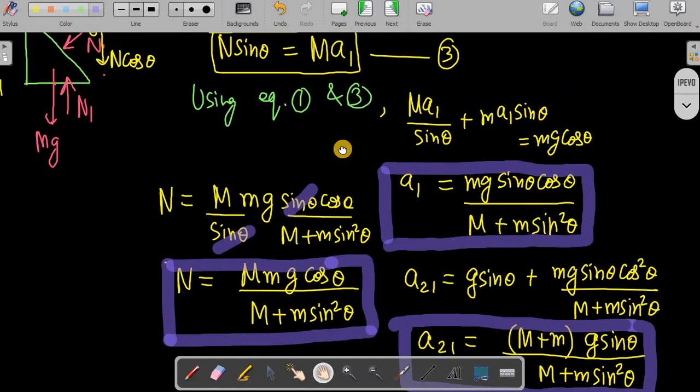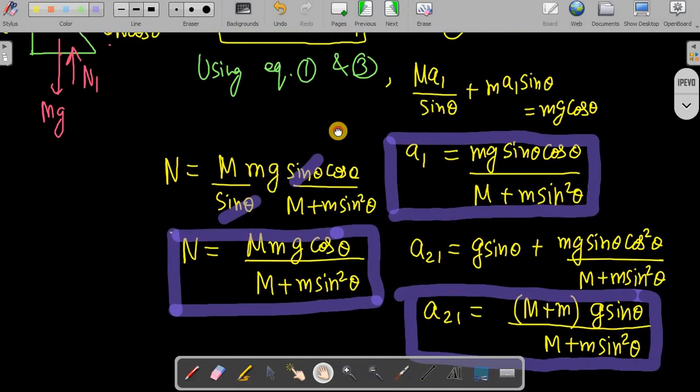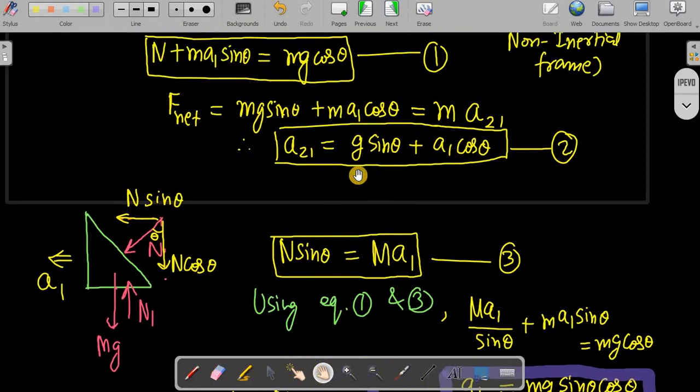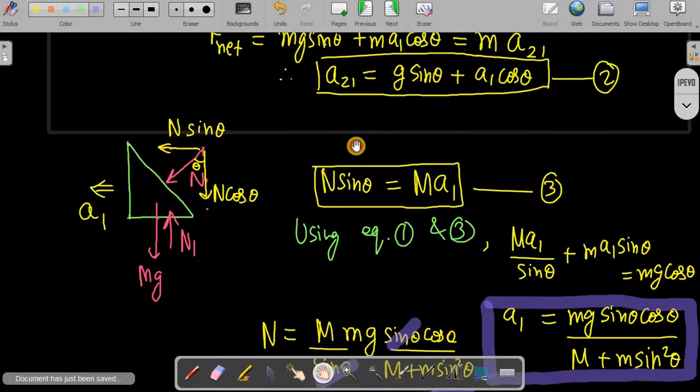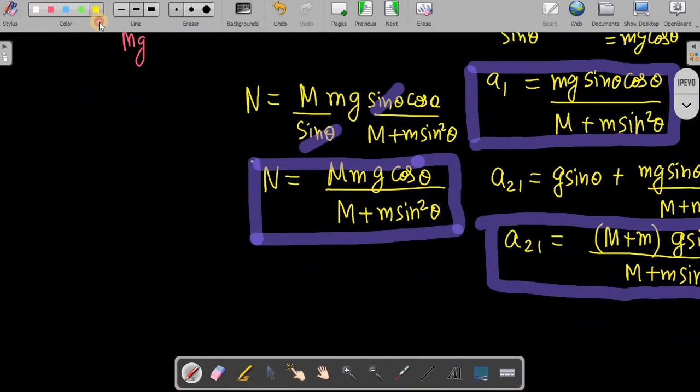Now sometimes they will ask you to calculate A2. Remember I told in one of the videos how to calculate A2, acceleration of this block. So now how to calculate A2? If you see here, this is the inclined plane, right? So this is the acceleration A21. Acceleration of this A1 is this. Now you need to add the resultant of this, and that will be the acceleration of A2, right?